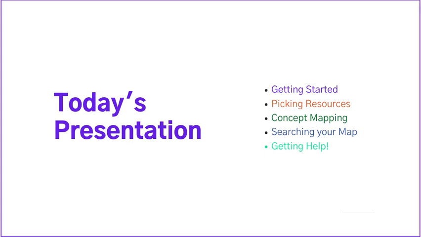Today, we're going to go over the strategic searching process, which involves getting started, picking the resources that you need, concept mapping out your research topic into a searchable search string that you can then take into the databases to get the research that you need to answer your research question. But most importantly, I will also be telling you about the different avenues that you can pursue to get research help.